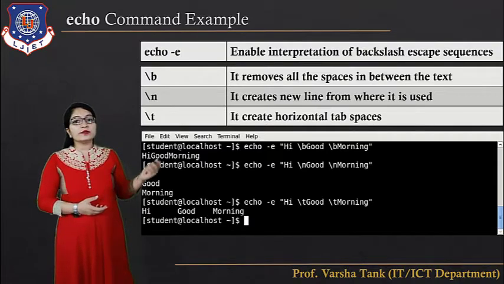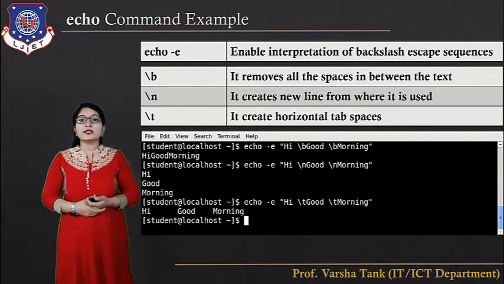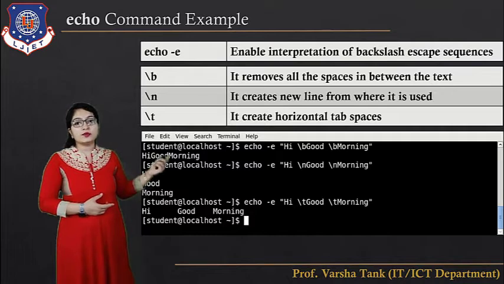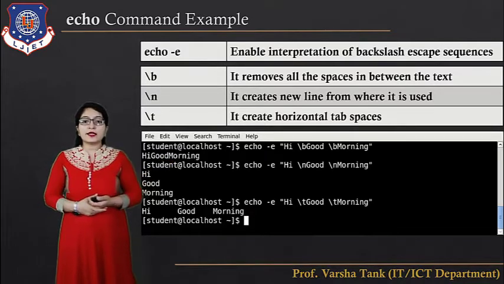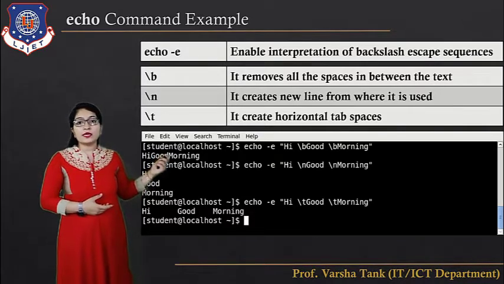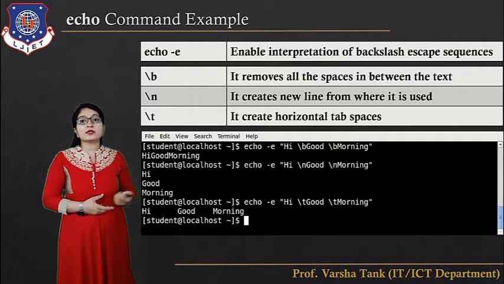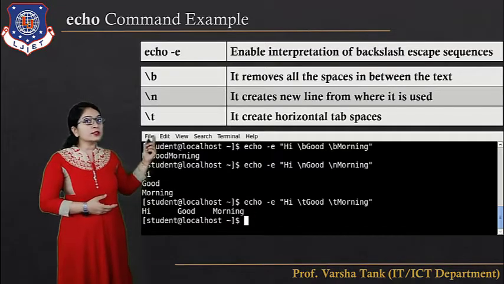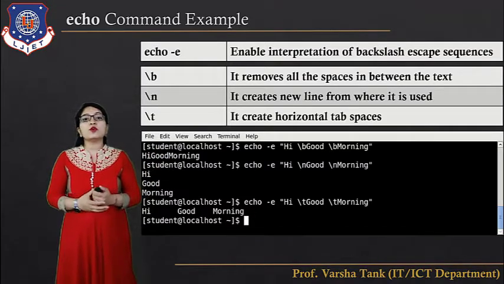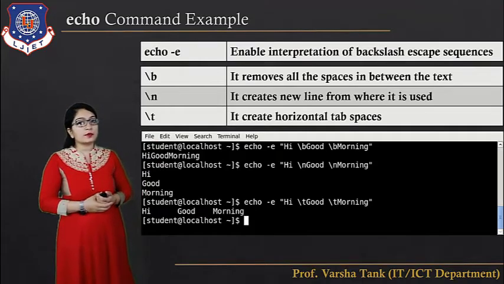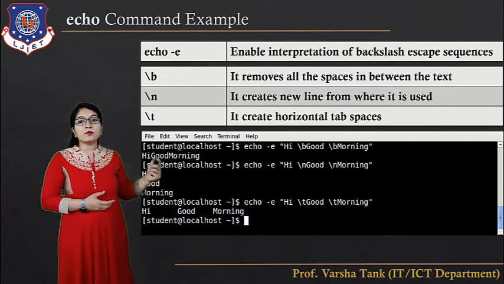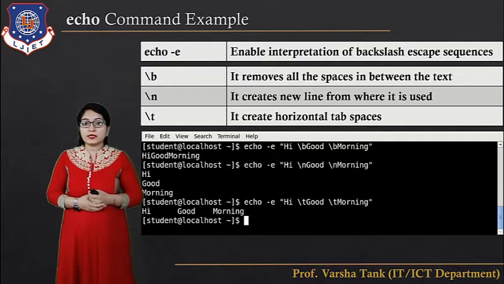Now next, use of \b, \n and \t. Here you can see in the first line echo -e "hi good morning" is written using the \b. So what is the meaning of the \b? It just removes all the blank spaces. So here "hi good morning" is without space, you can see.